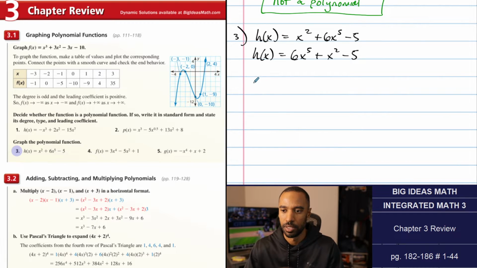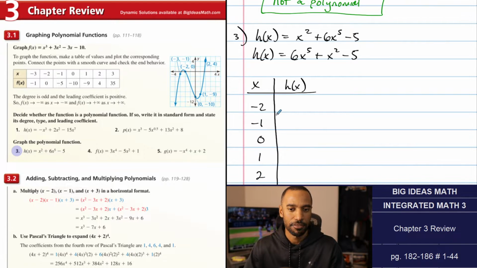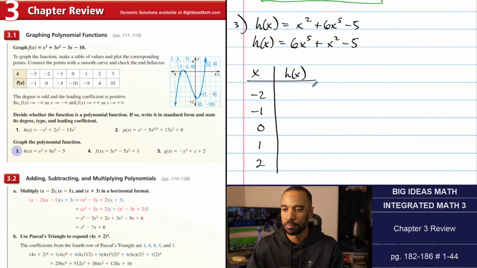Let's build a table. Now, they went from negative 3 to 3. We did a lot of negative 2 to 2. When it's to the 5th power, I'd say that number's going to skyrocket pretty high to the point that I think these numbers will be enough. I don't know for sure. And if they're not, we'll go from negative 3 to 3.